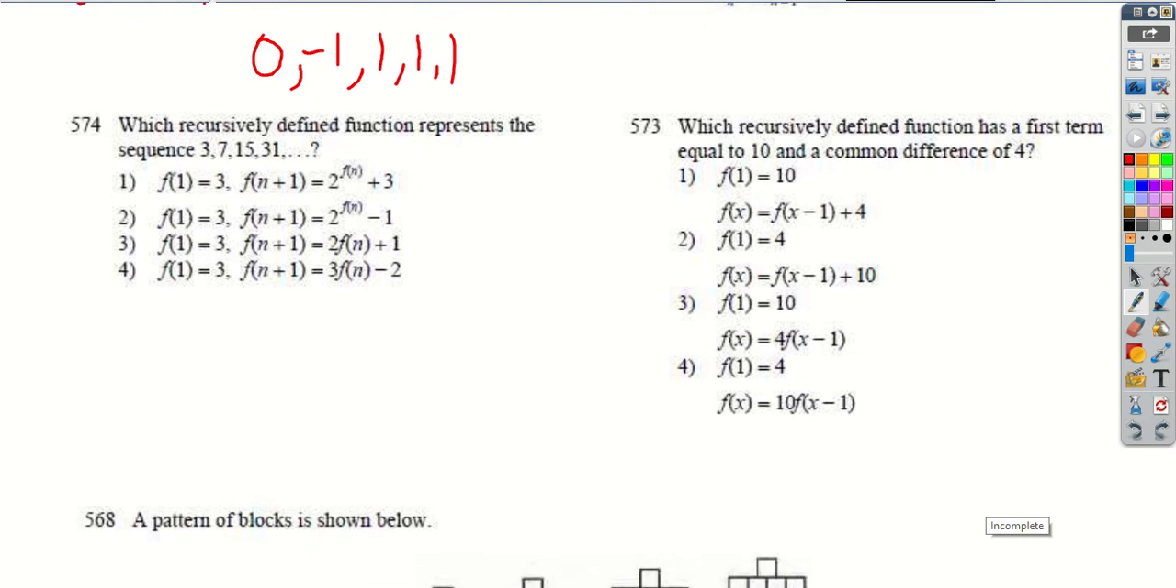574. Recursively, this function is defined as, and we can see we go from 3 to 7, that's plus 4, and then we're jumping to plus 8, so there's a problem there. So if I do 31 over 15, okay, this is also not, let's try it. 31 over 15, is this the same as 15 over 7, and is that the same as 7 over 3?